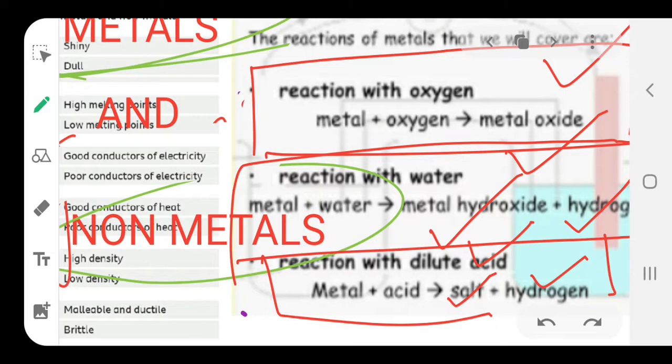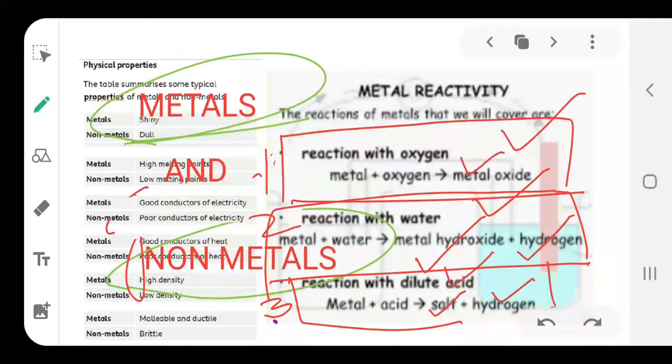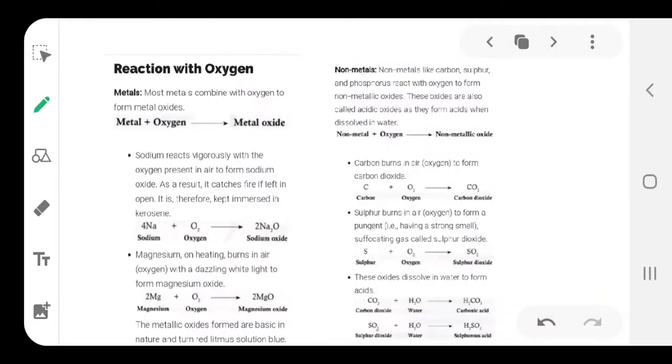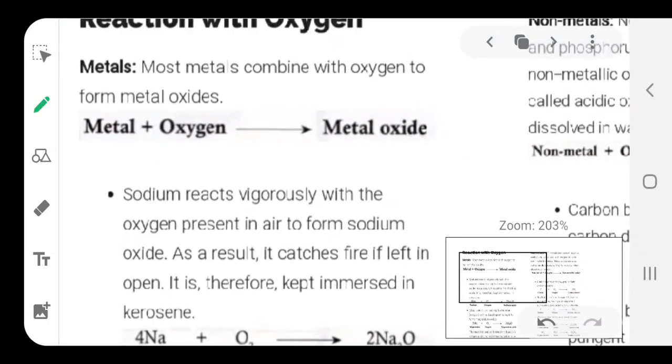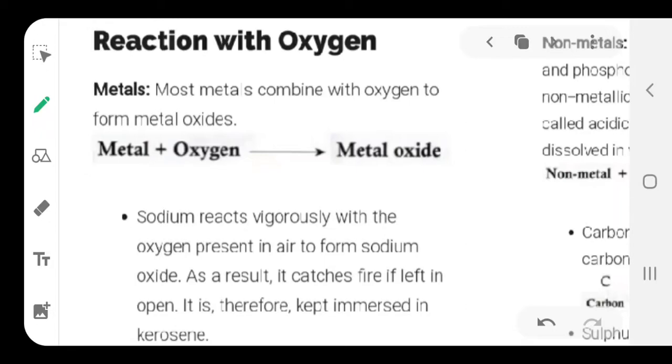So these three are your basic general equations that will help you know the chemical properties of metals. Metal with oxygen forms metal oxide, metal with water gives metal hydroxide and hydrogen, metal with acid gives salt and hydrogen. Keep this in mind and let's see the examples in this tutorial. Write it down side by side so that you can recollect it after this tutorial is over.